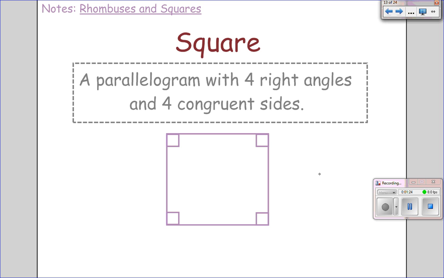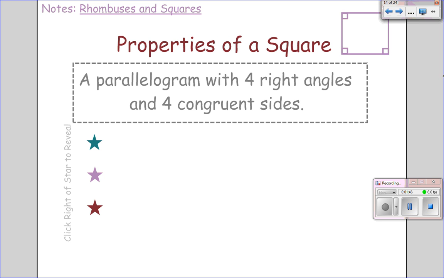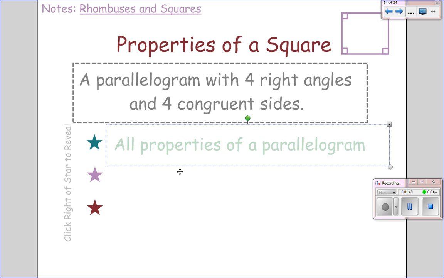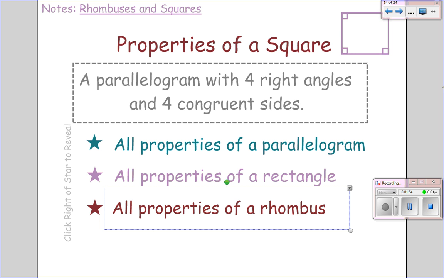All right, the square is the last special parallelogram we're going to look at. A square is a parallelogram with four right angles and four congruent sides. In other words, it's a rectangle, a parallelogram, and a rhombus all in one, just like this. So once again, as a review, the properties of a square include all properties of a parallelogram, all properties of a rectangle, and all properties of a rhombus.